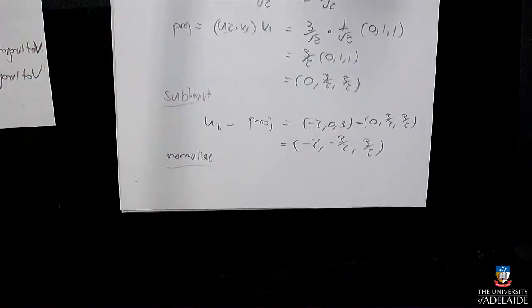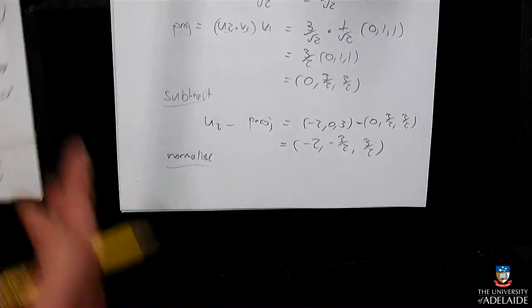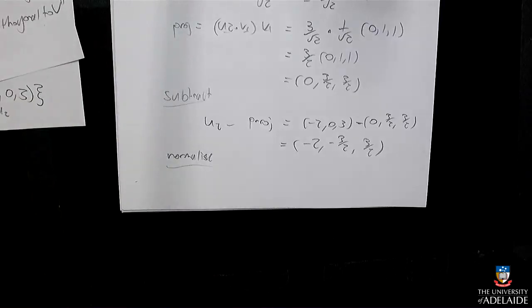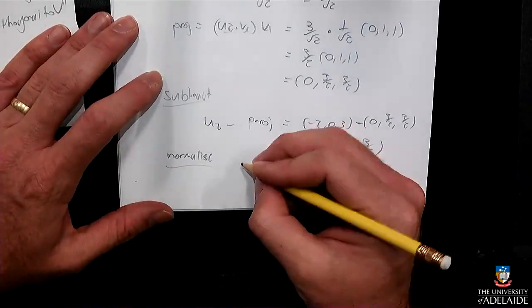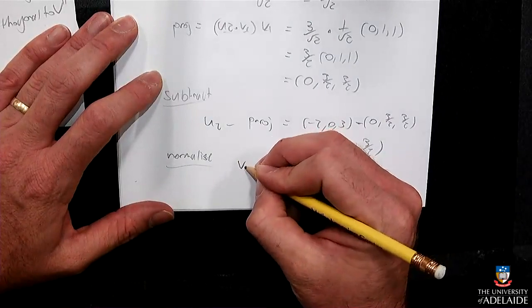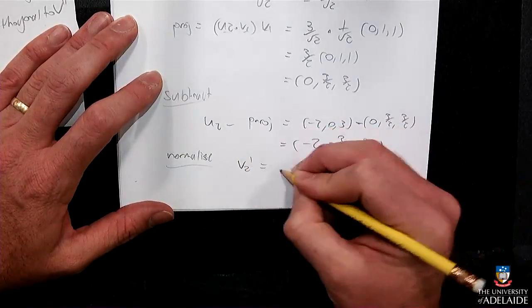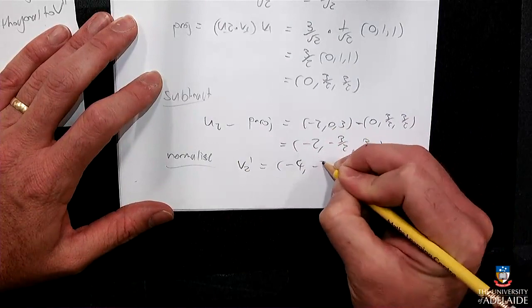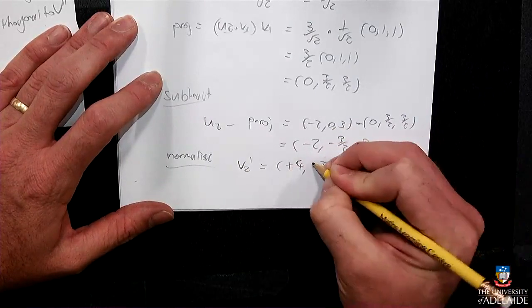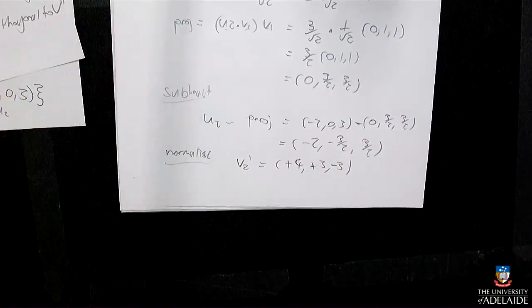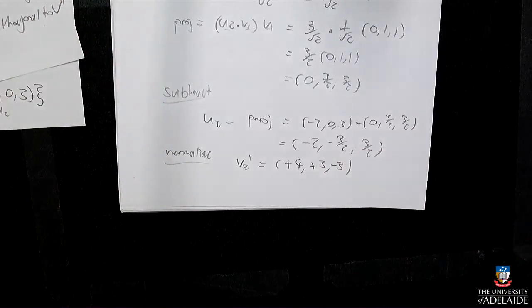So before I normalize, I don't really need this vector that I've just got, I just need the direction that that vector points in. So it would be useful to multiply that by something so that it doesn't have any fractions in it. And so I'm going to call my v2 dashed minus 4, minus 3, 3. And in fact, I might just make it so there's only one minus in that. Okay.